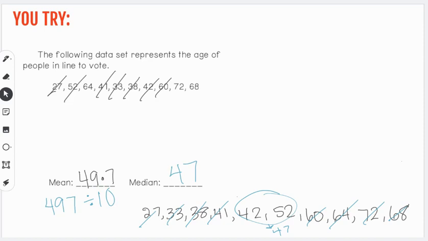So when I cross off, I'm left with both 52 and 42. So I want to know what's directly between those. So 52 plus 42 is 94. Divided by 2 would give us 47.